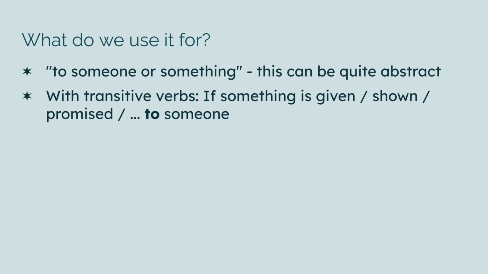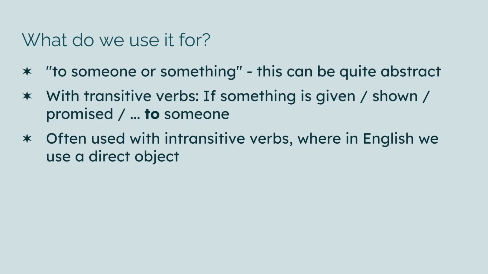With transitive verbs, it then usually shows that someone receives something. So something is given to someone, shown to someone, promised to someone. So there we get this "to" as in the receiver of something. It is very often also used with intransitive verbs, where in English we would expect a direct object. This is not a general rule, by the way, just a tendency.